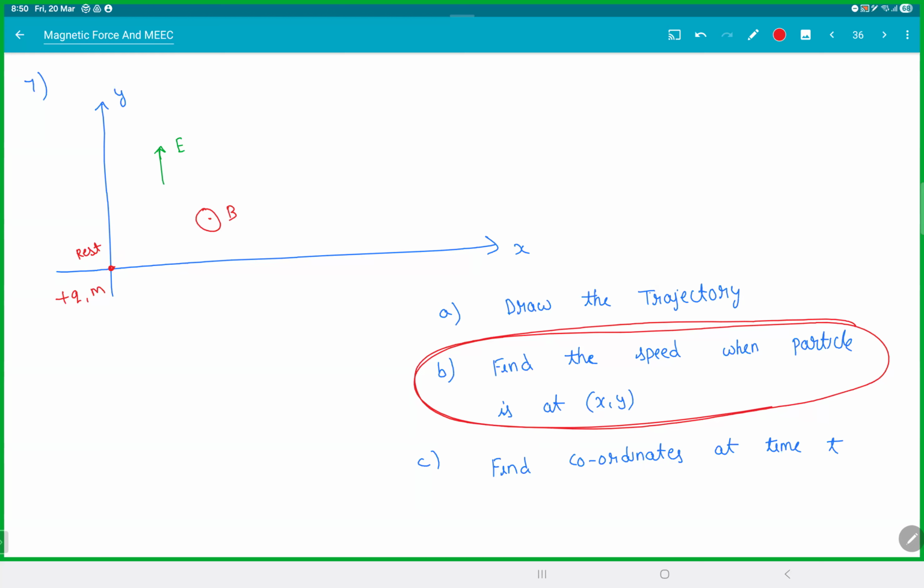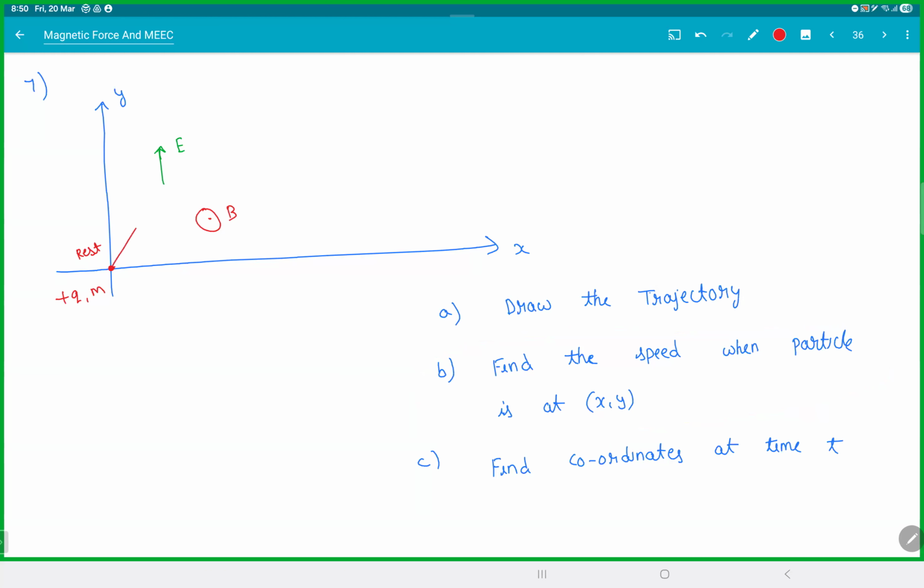So how do you find this? Look at this. I don't care where the particle is going. So this is x comma y. The only force that can do work is the electric field. Magnetic field will never do work. So the work done by the electric field is EQ times the vertical displacement y, which is equal to half mv squared. That's it. That's your one single statement.